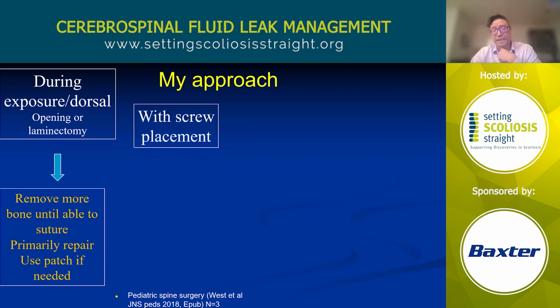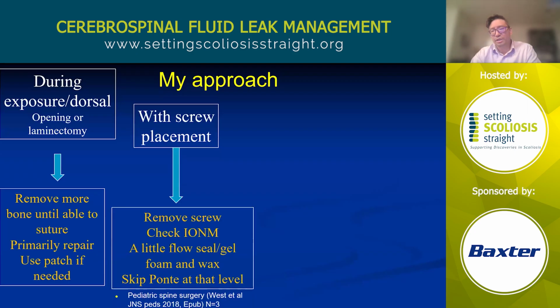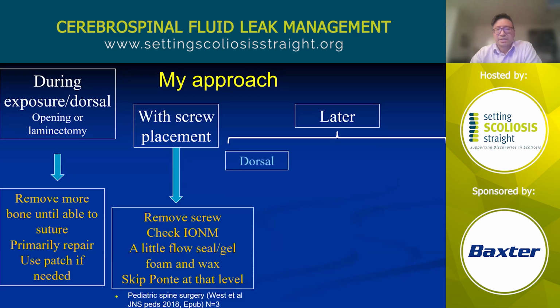If I see it with a screw placement, I tend to just put a little bit of a flow seal or something to seal the hole, and then wax over the top of it. And then I just avoid doing a ponte there, trying to avoid creating a big open space in that area. Generally that's worked well. There's not a ton of literature. West et al. published a small series with 3 patients, treated the same way, and they did okay.